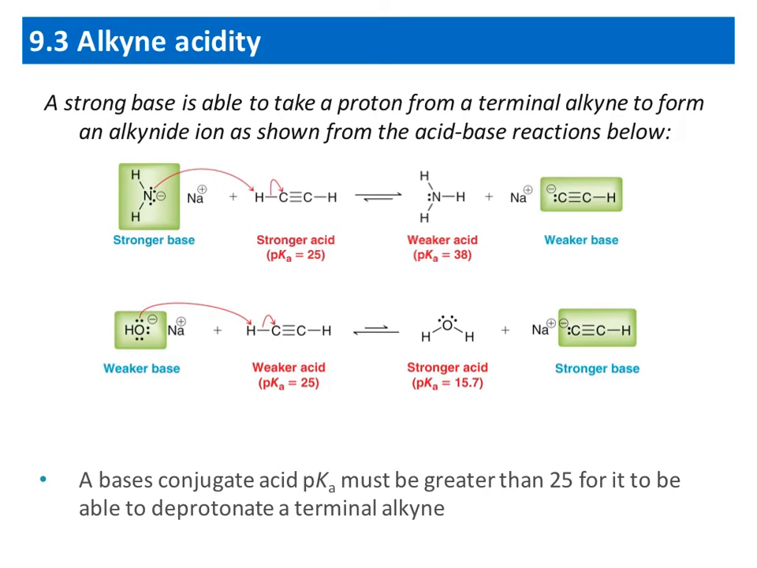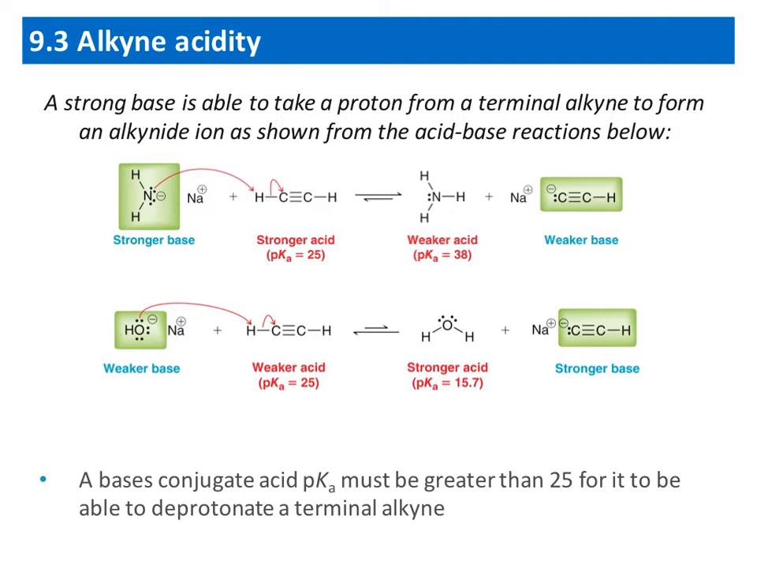A good example of a strong base that can deprotonate an alkyne and form an alkynide ion is sodium amide. So this is the structure of sodium amide that can remove the proton and push the bonding electrons over the carbon to form the product. If you look at the pKa values for both acids on both sides of the reaction, the alkyne has a pKa of 25 and ammonia has a pKa of 38.